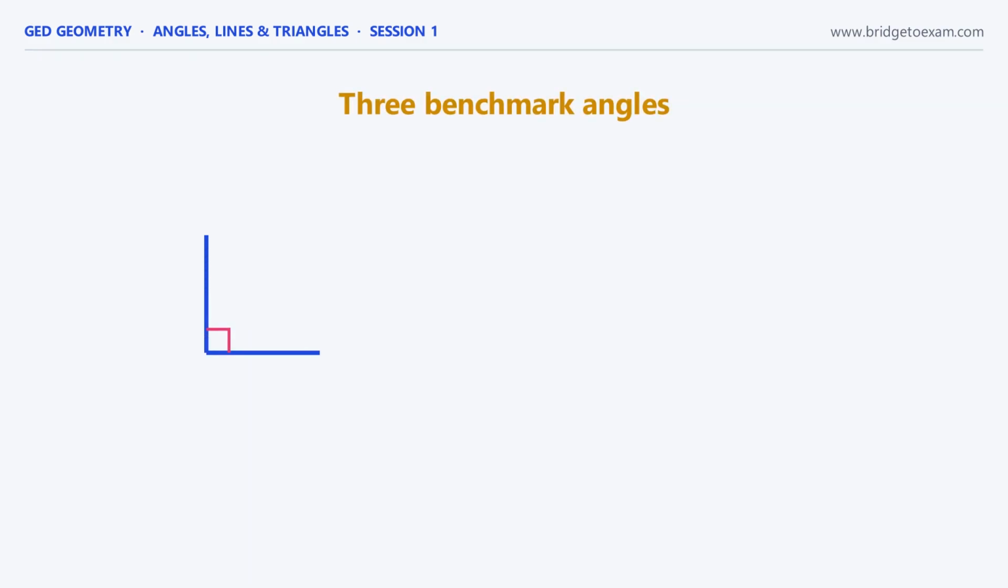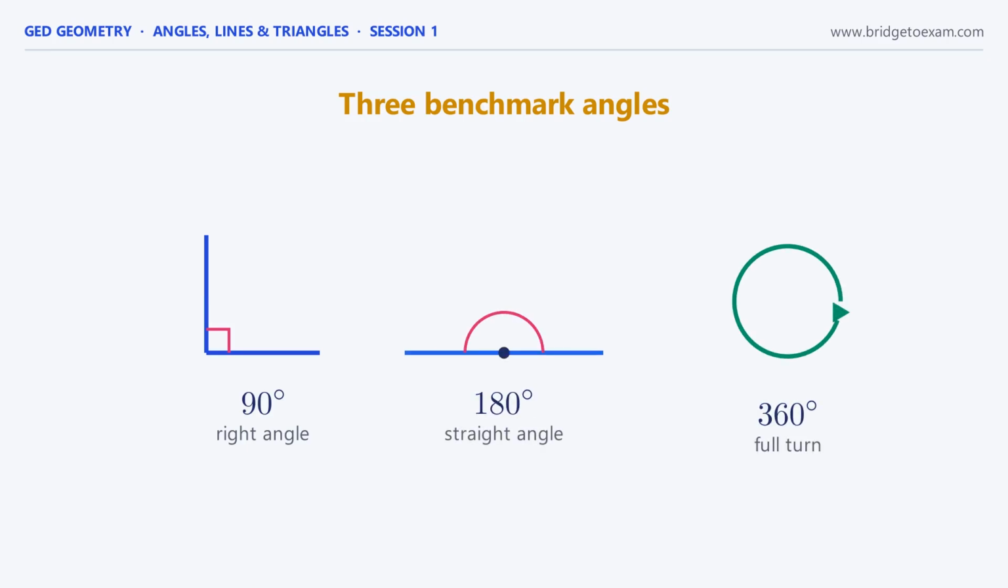Angles are measured in units called degrees. 3 benchmark values will guide almost everything we do in this course, so let's lock them in now. First, a square corner. That's 90 degrees, and we call it a right angle. We always mark it with a small square in the corner. Second, a straight line. Open an angle all the way flat, and you get 180 degrees. And third, one complete turn, all the way around a point, is 360 degrees. 90, 180, 360. Keep those 3 numbers close.